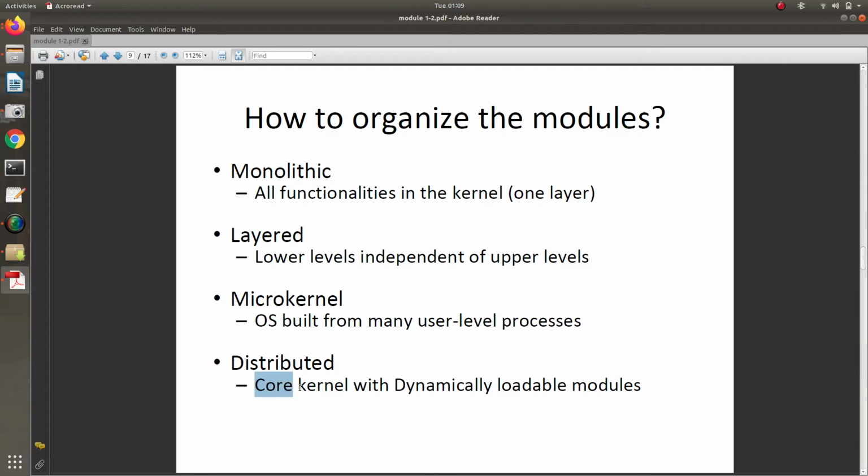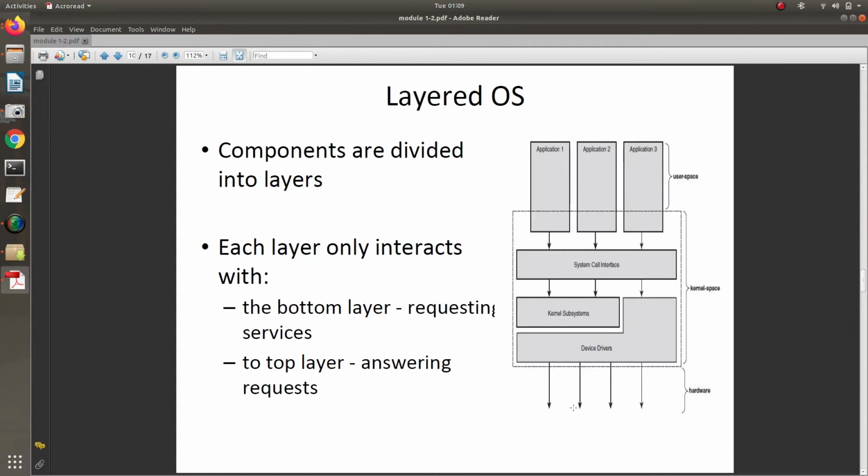Distributed. Core kernel with dynamically loadable modules. That is, there's one basic kernel and the other modules can be dynamically loaded. That is, they can be loaded into the main memory or into the kernel as and when required. Now, layered OS is the most important, or the most widely used kind of operating system. So we'll be discussing that in a little detail.